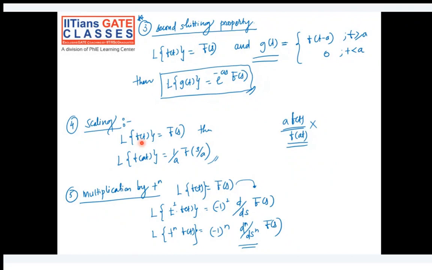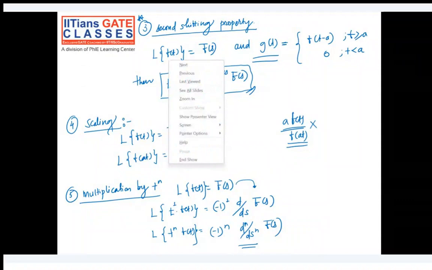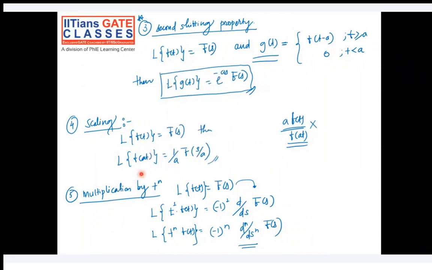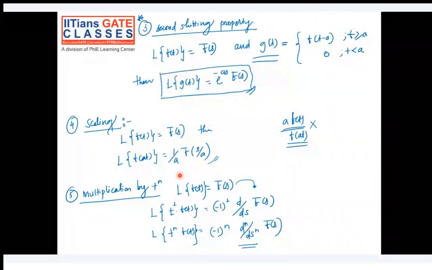Then the Laplace transform of f of at will be what? You're multiplying t with a constant a, then it will be 1 upon a f bar of s by a. Okay. Laplace transform of f of at is 1 upon a f bar of s by a. So you'll replace s with s by a, and you'll take 1 upon a outside. Okay. We'll solve questions, then things will be more clear.